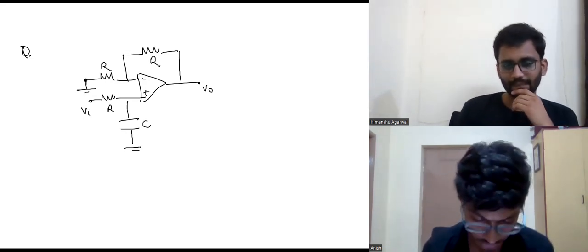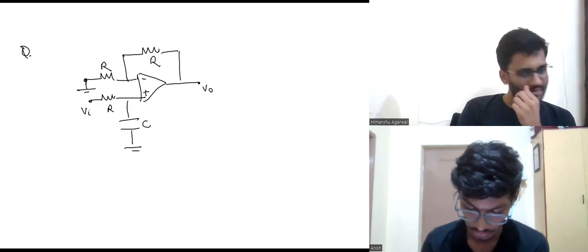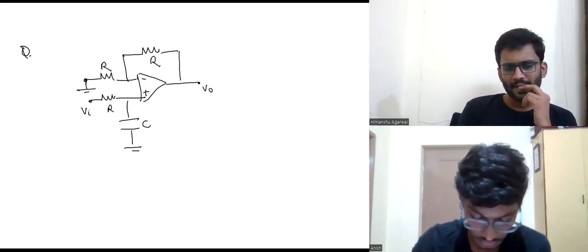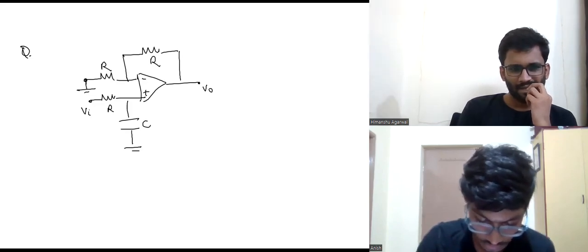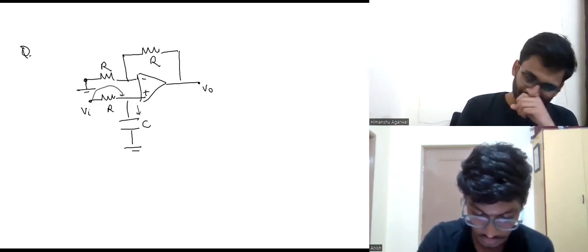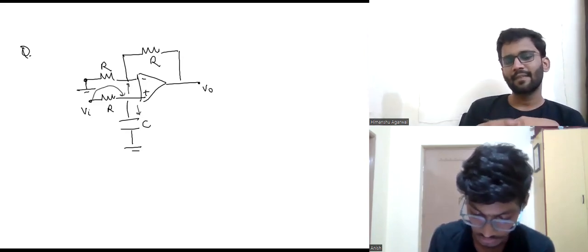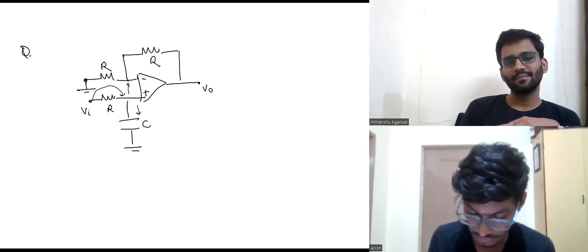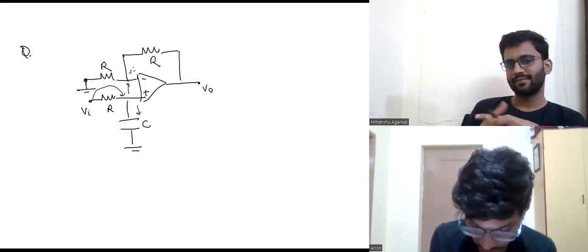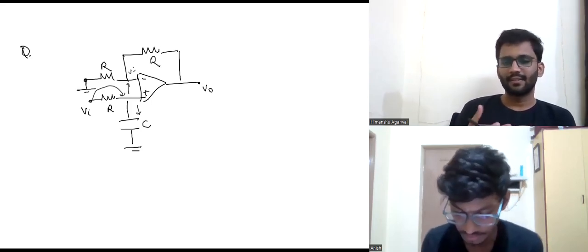If you do the analysis for zero and high frequency, at zero frequency this cap becomes an open circuit. So no current is flowing through here, and the whole VI will get transferred through here. This VI will get transferred to here as this op amp is in negative feedback, so virtual short will happen. We will have some finite gain.